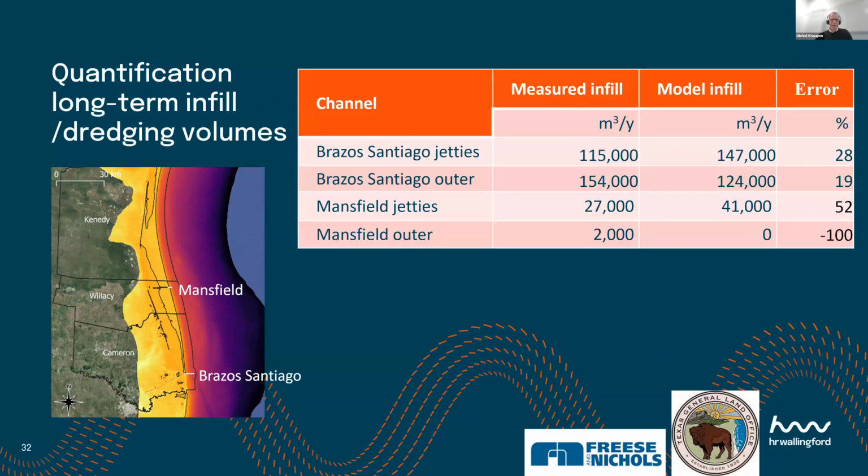We also compared it with long-term dredging records. For Bologna-Santiago, it now becomes a bit more realistic with 20 to 30% difference between our representative year and the last 20 years of channel sedimentation.